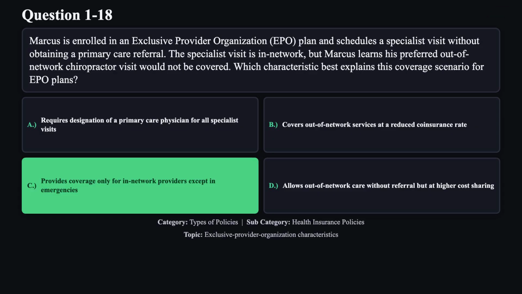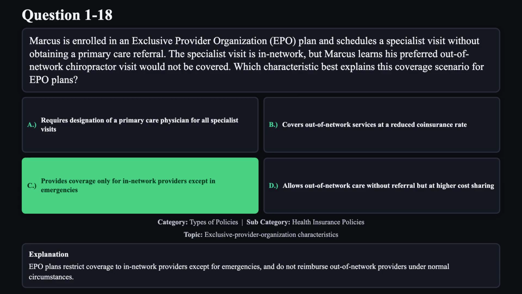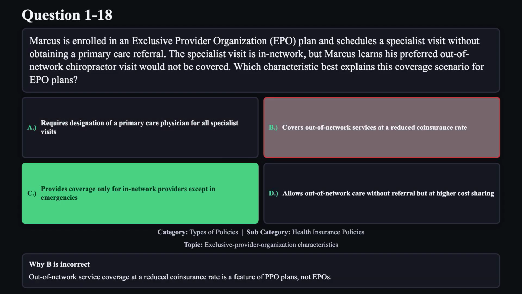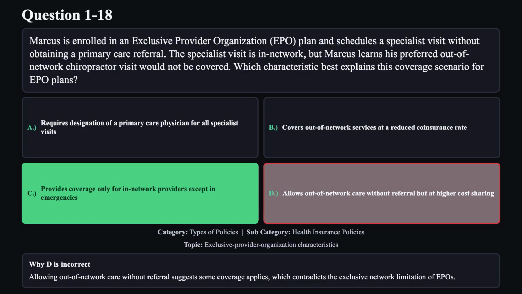The correct answer is C. EPO plans restrict coverage to in-network providers except for emergencies, and do not reimburse out-of-network providers under normal circumstances. Reason A is not correct. A referral requirement is typical of some HMOs, but EPOs generally do not require PCP referrals for in-network specialist visits. Reason B is not correct. Out-of-network service coverage at a reduced coinsurance rate is a feature of PPO plans, not EPOs. Reason D is not correct. Allowing out-of-network care without referral suggests some coverage applies, which contradicts the exclusive network limitation of EPOs.